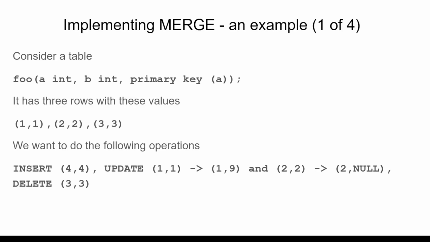Implementing merge. Consider a table Foo, A as an int, B as an int, primary key of A. Foo has 3 existing rows with the values 1,1; 2,2; and 3,3. We want to do the following operations. Insert a row 4,4, update 1,1 to 1,9, and the row with 2,2 to 2,null, and delete the row 3,3.